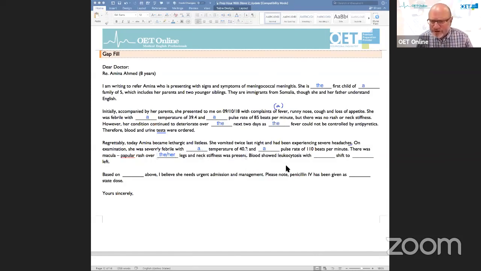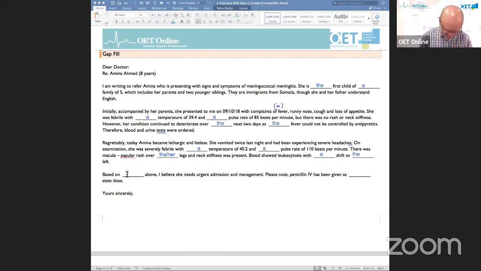Blood showed leukocytosis, probably that should say blood test, but blood showed leukocytosis with what? With a shift to the left. Well done, Manal. Well done, everyone. It's a shift in this case, a shift. First time to mention it. Left is something specific, a specific side.